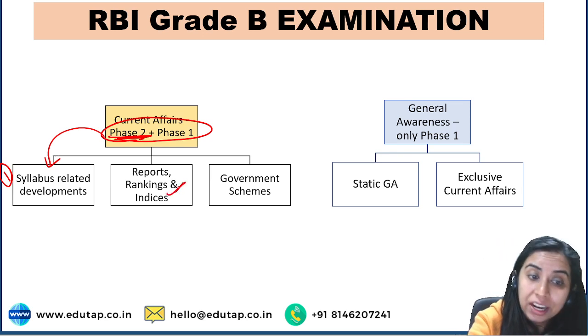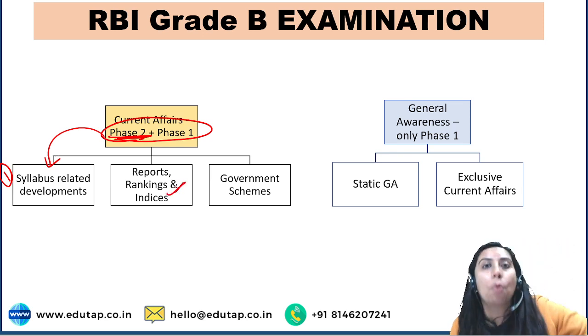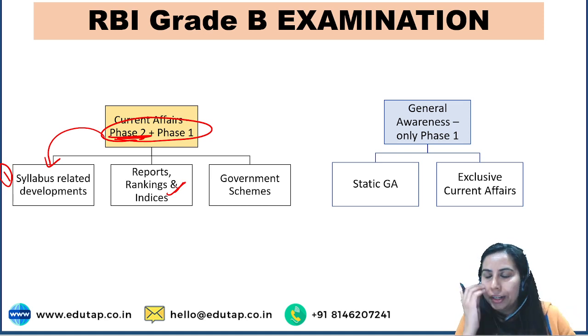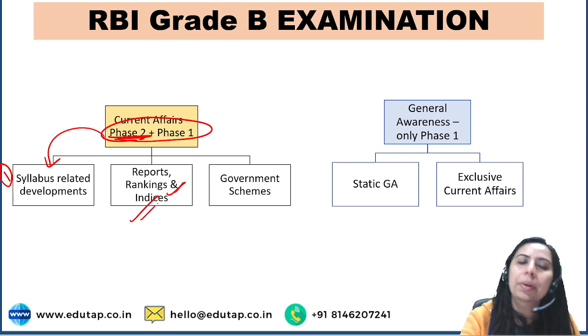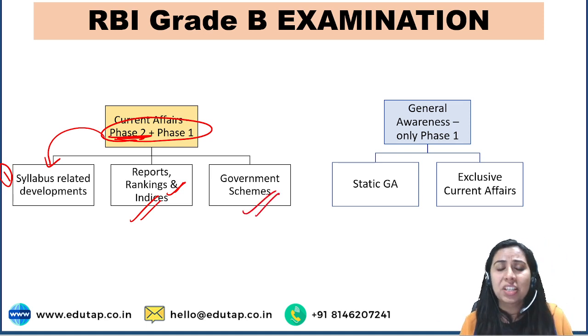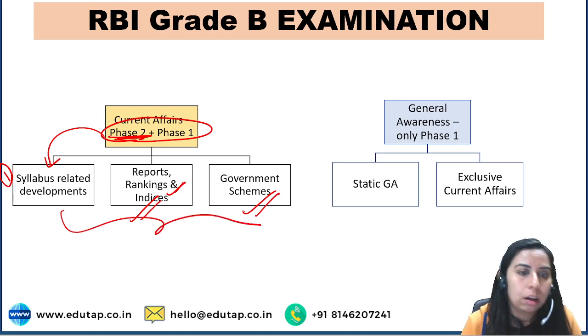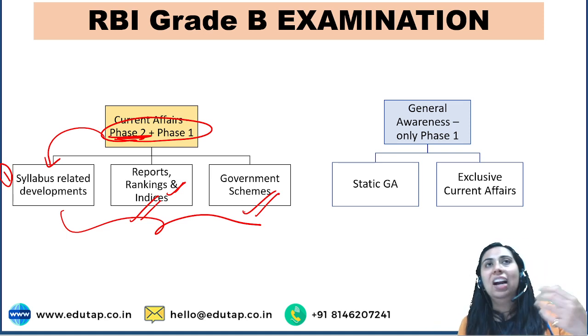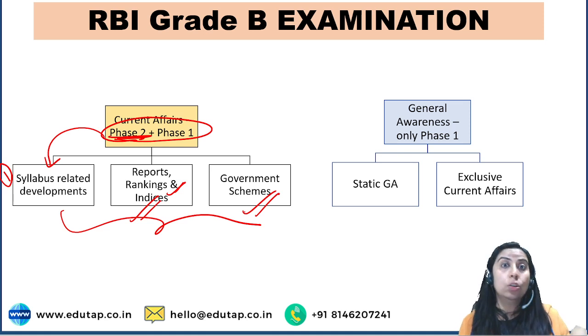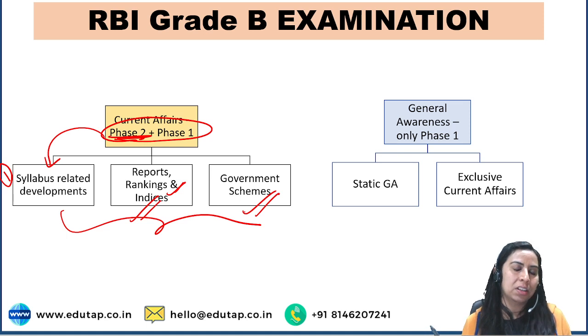Then reports, rankings, indices, which are not developments, rather they are reports. Let's say the Economic Survey is a report, or NITI Aayog released the Sustainable Development Index. It's an index, so I'm not counting it directly as syllabus related; rather I'm writing it here as reports related indices, and your government schemes. So all the government schemes that have been released, all these three together form your current affairs for phase 2 and phase 1. So any report that you are reading for phase 1 is also going to be useful for phase 2. Any government scheme that you have prepared keeping in mind phase 2 of the examination is also going to be useful in phase 1. Understood? I think it is important you understand this point.